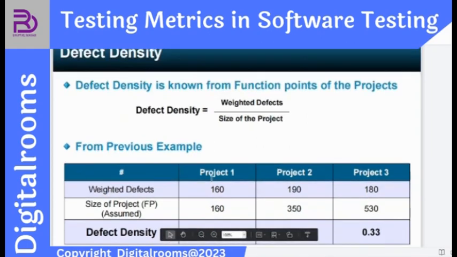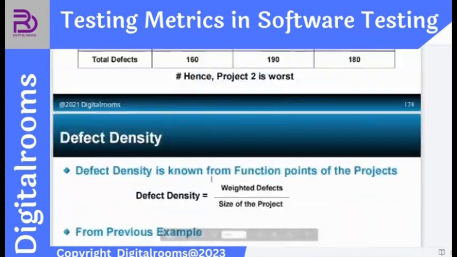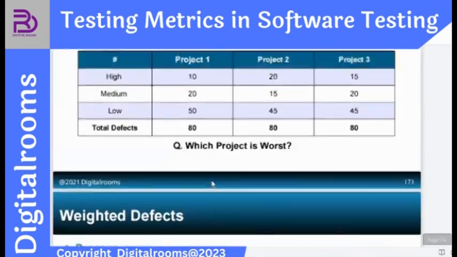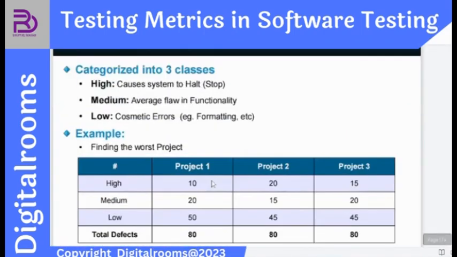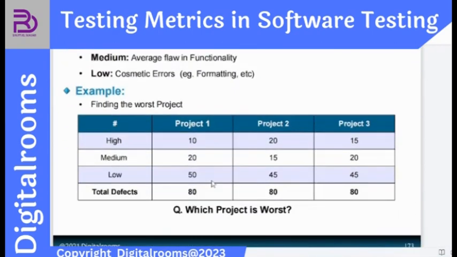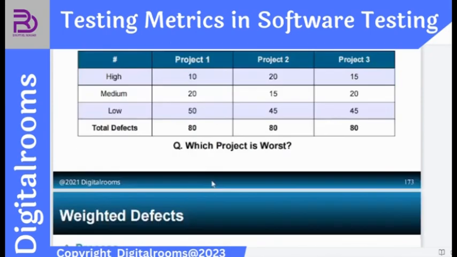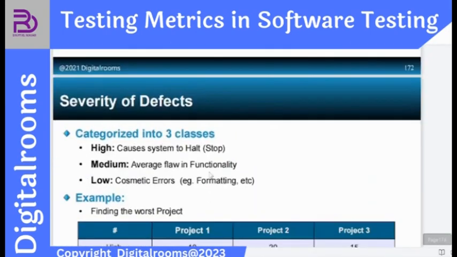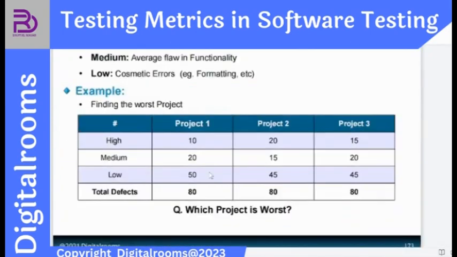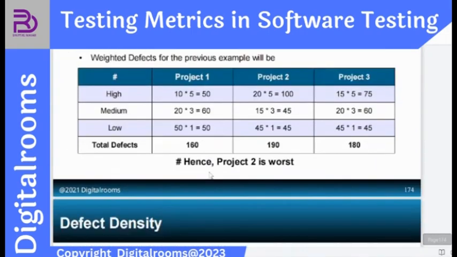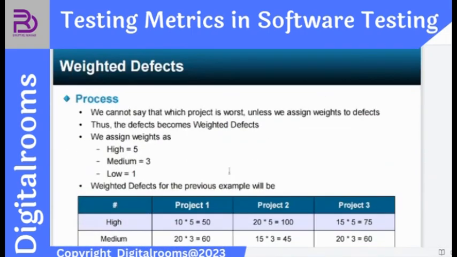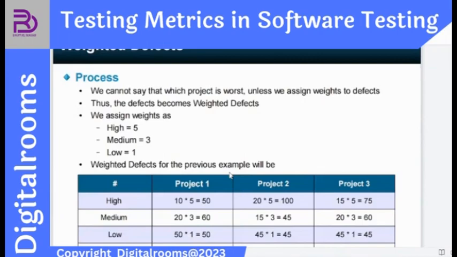You might have the question that here project 1 is worst, and there project 2 is worst. How come? So guys, try to understand this. The weightage defect, the severity of the defect and the density of the defect, all three of them are different things. So you need to understand.